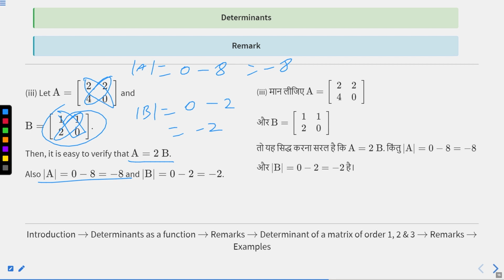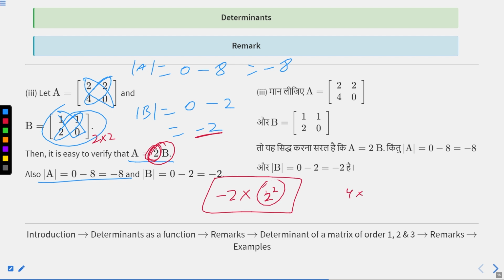You will see some interesting properties. As you saw, A equals 2B, and if you multiply this minus 2 with 4, this 4 is just 2 squared. This 2 is the scalar, and this power is the order of the matrix, which is 2 cross 2, so 2. That's why we have 4 multiplied by minus 2 equals minus 8.